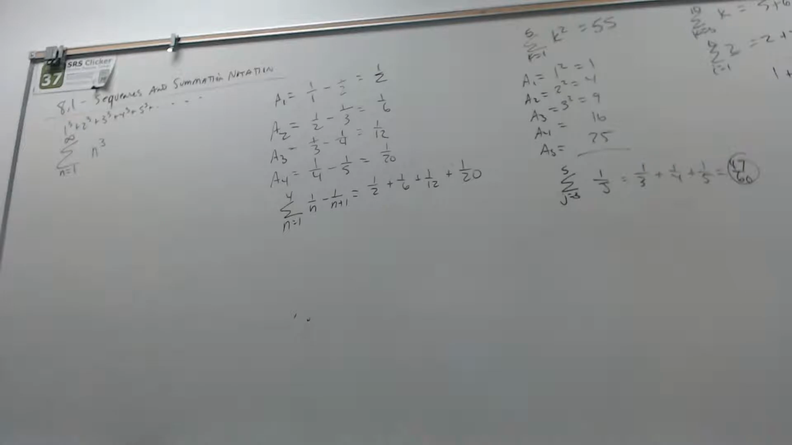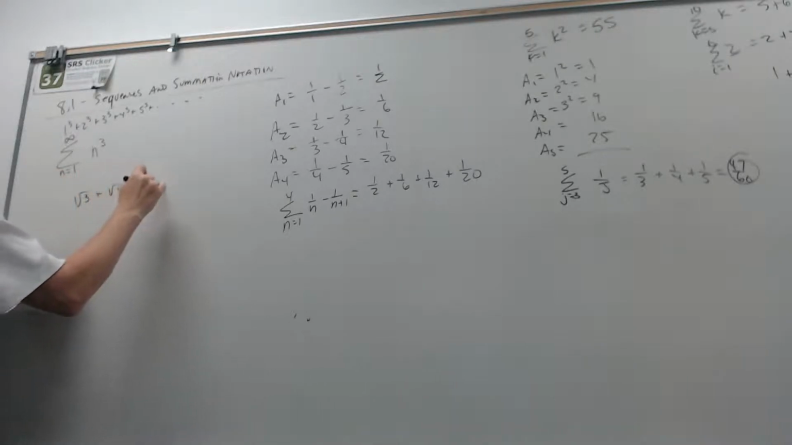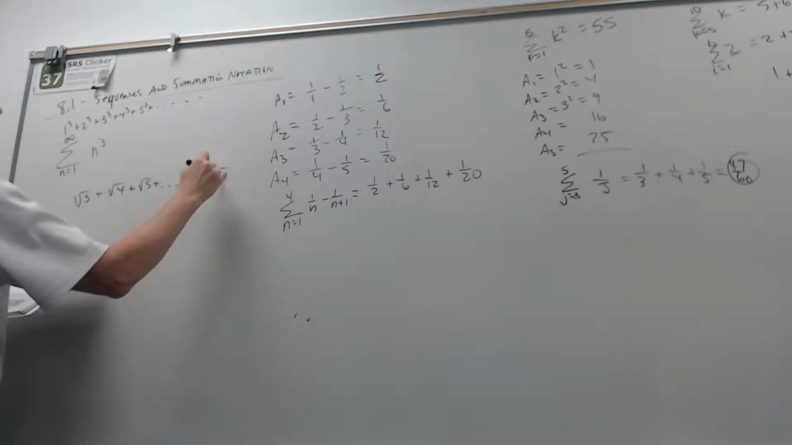Okay? All right, how about this one? What if I had the square root of 3 plus the square root of 4 plus the square root of 5 plus, and then I went up to the square root of 77.